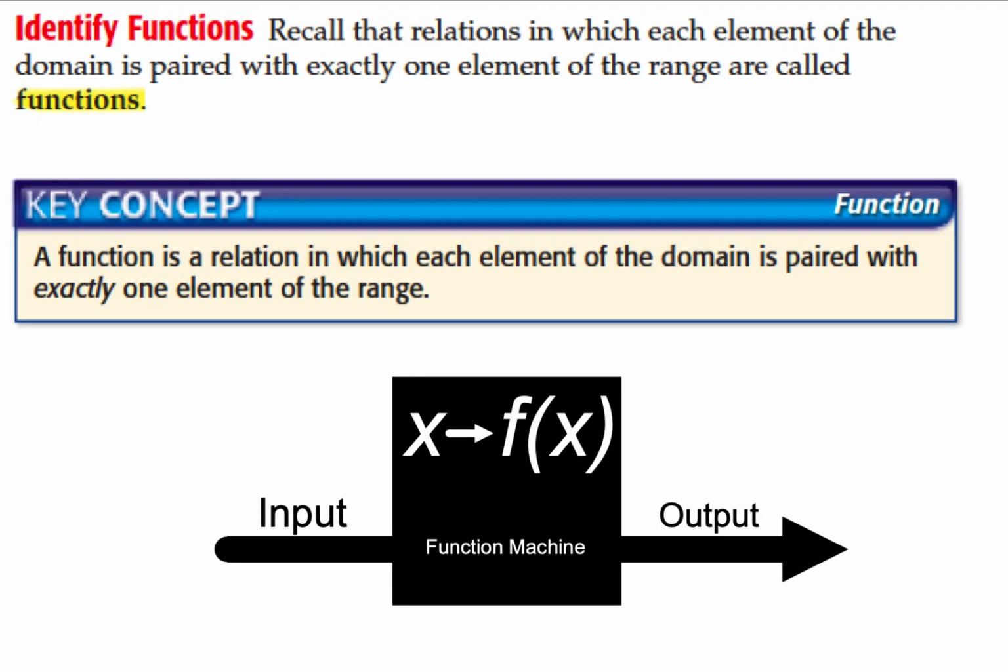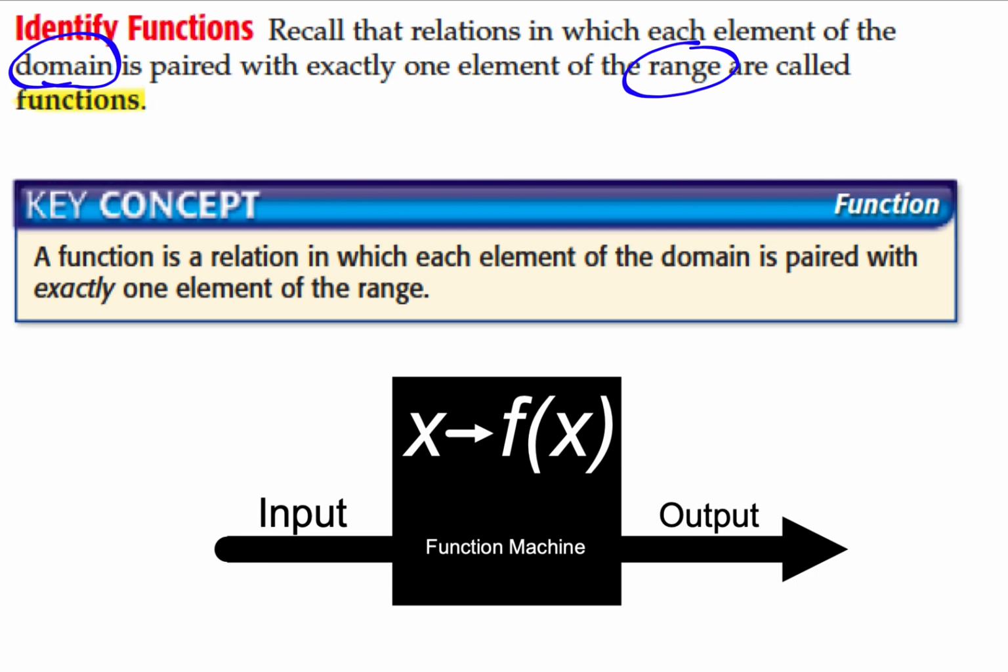Remember that relations in which each element of the domain is paired with exactly one element of the range are called functions. By the way, some vocabulary here. Domain is the set of inputs, and range is the set of outputs. So you'll have a function machine. If you can put an input into it, and that input only produces one output, a unique output, then it is a function.